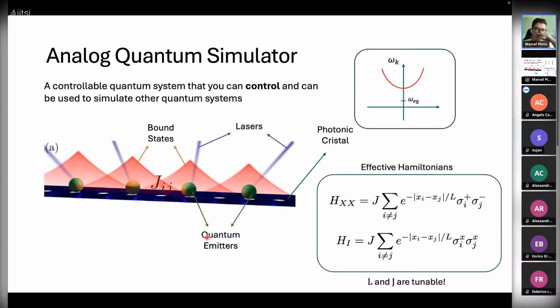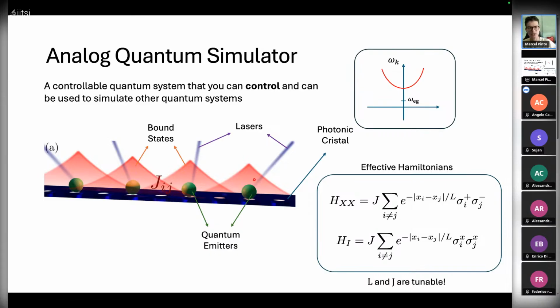Basically, this is the sketch of the system. This dark region here is a photonic crystal, a periodic structure that has a nonlinear dispersive band. They also put emitters, quantum emitters, like single level atoms, coupled to it, and they tune the frequency of those emitters in the band gap. In that way, the photon that this emitter would like to emit doesn't have a way to propagate on the lattice, and we have bound states depicted by this shaded region.